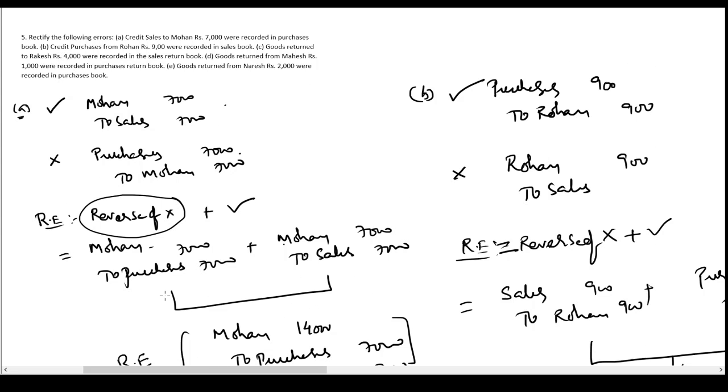D bit. Goods returned from Mahesh rupees 1,000 were recorded in the purchase returns book. When Mahesh is returning the goods to us, it is sales returns for us. Mahesh purchased goods from us, now he is returning it. So it is sales returns. And instead of recording it in the sales returns book, we are recording it in the purchase returns book.